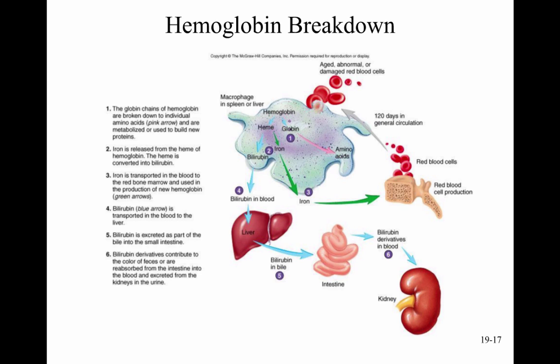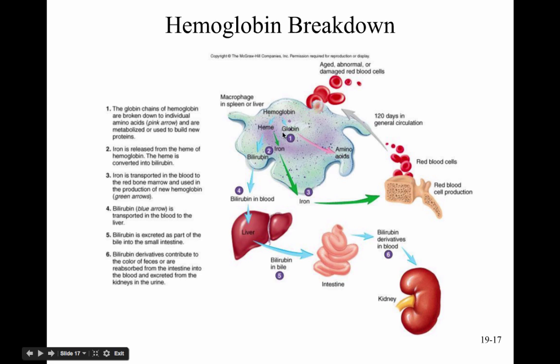Okay, when red blood cells get broken down, they will be taken to the spleen. The spleen is where the breakdown of red blood cells occurs. So you have a macrophage in the spleen. These aged blood cells get engulfed by that macrophage and broken down.